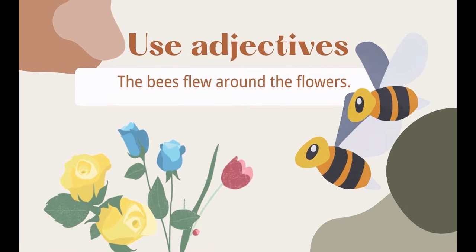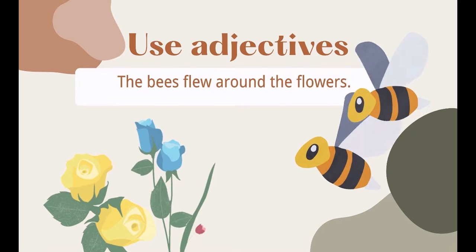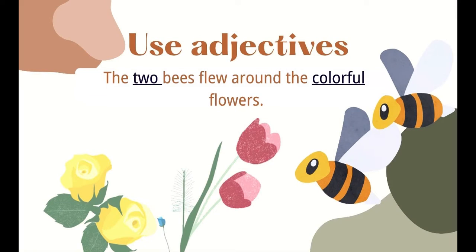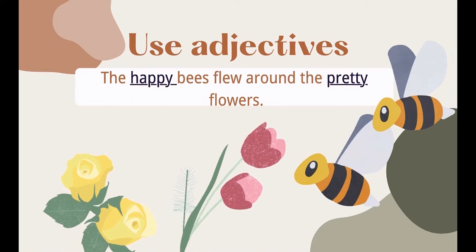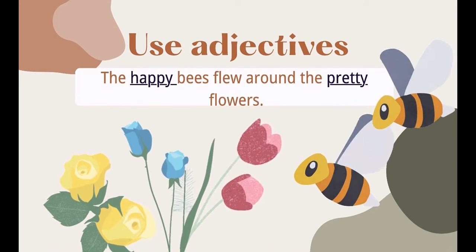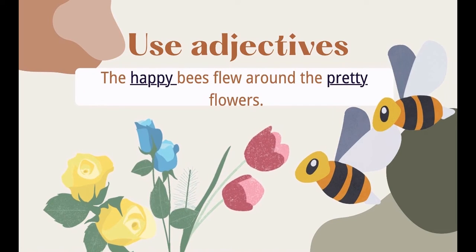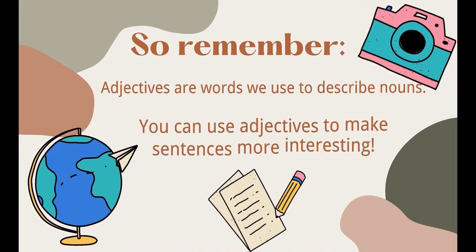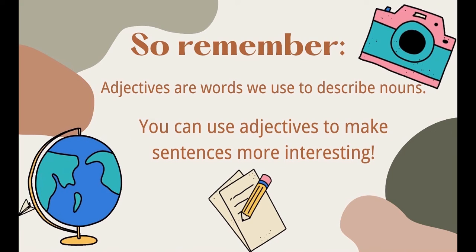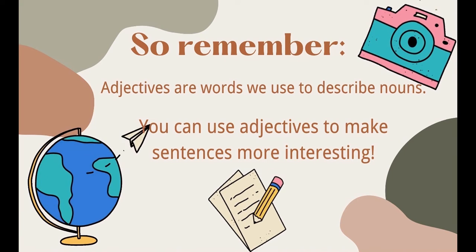There are many ways you could add adjectives to this sentence. You might say the 2 bees flew around the colorful flowers. Or maybe the happy bees flew around the pretty flowers. So remember, adjectives are words we use to describe nouns. You can use adjectives to make sentences more interesting.